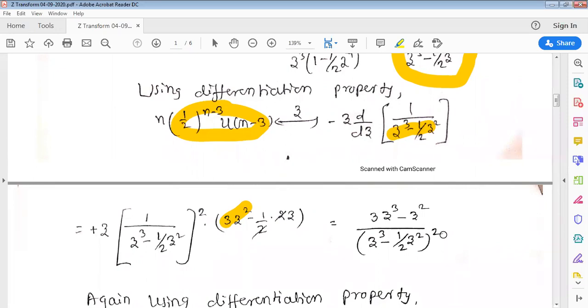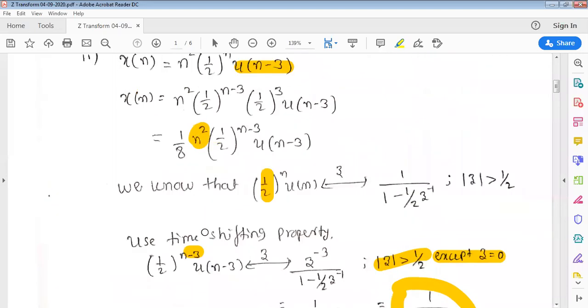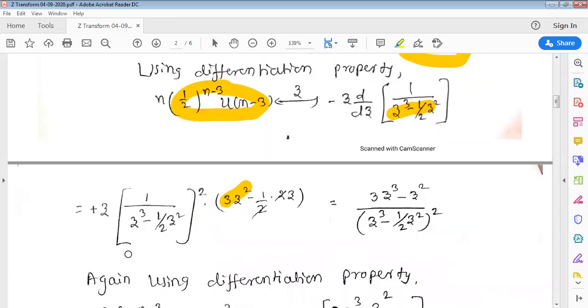Up to this much is clear to you? Or any doubt you have? No, sir. Okay. Now remember, when n square or n cube is involved, one n should be taken at a time. Don't take n square and write minus z into d by dz whole square. That is not allowed. Each n should be taken separately. So out of n square in the problem, I took one n at a time and used this one. This is my answer.